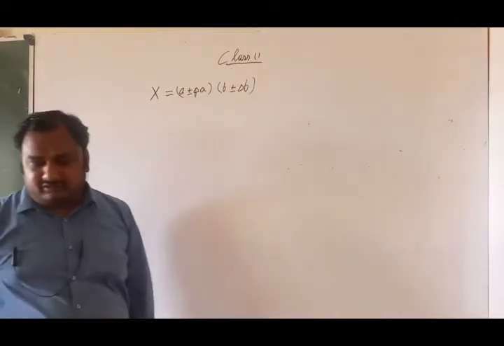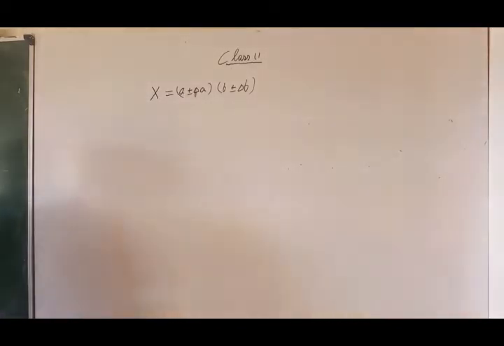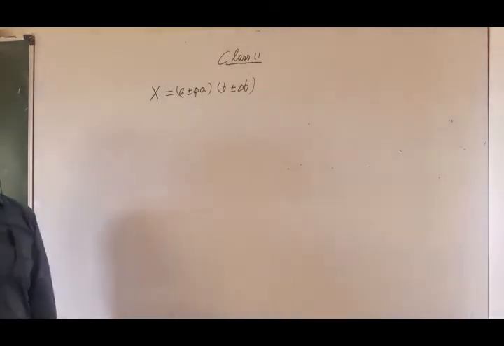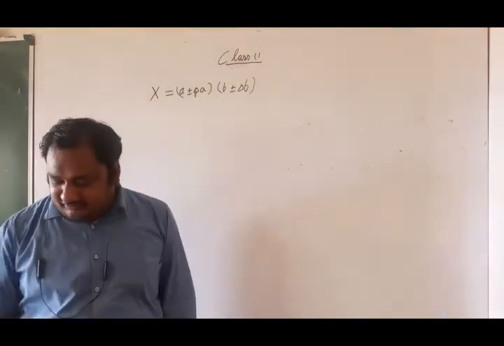So we have to find what happens whenever two measurable quantities are multiplied, along with their absolute errors, and we will derive one rule also. So let's see.